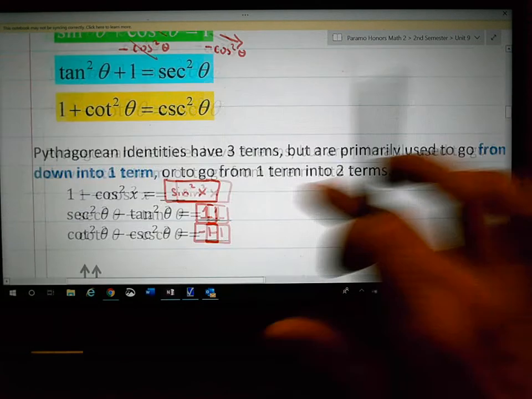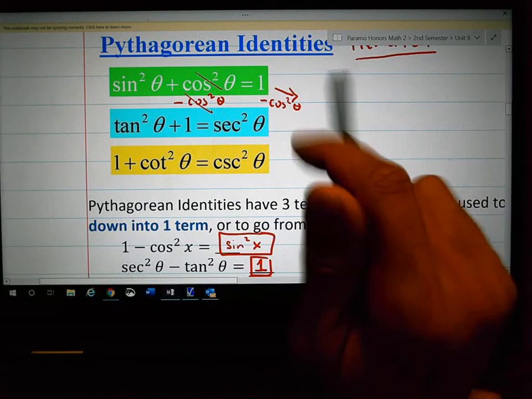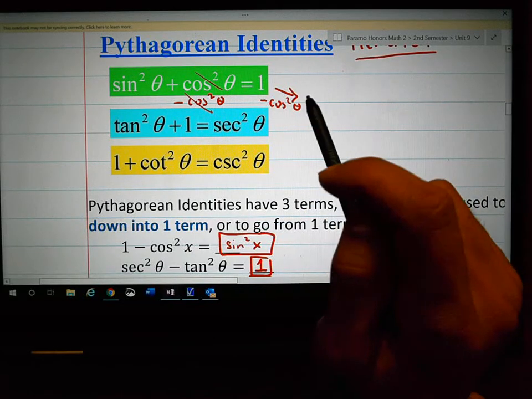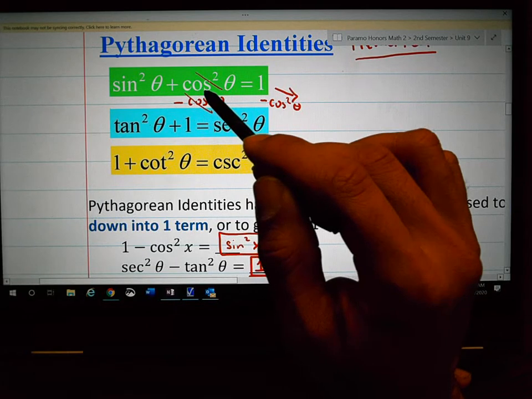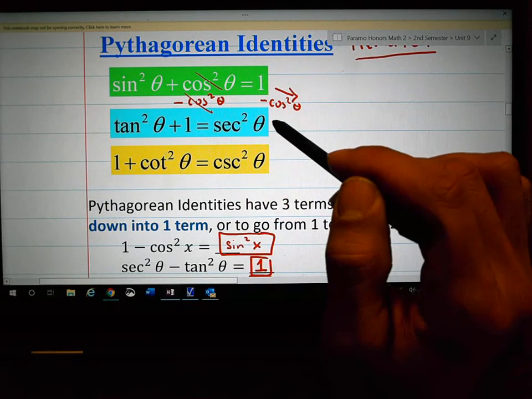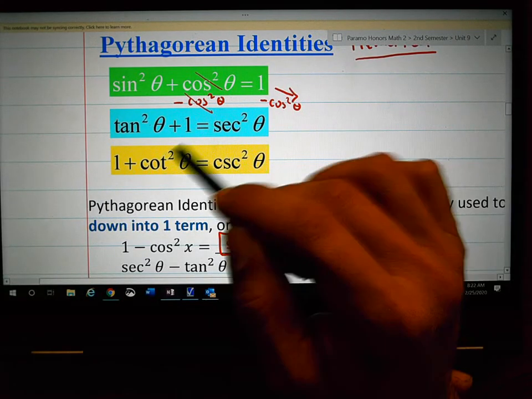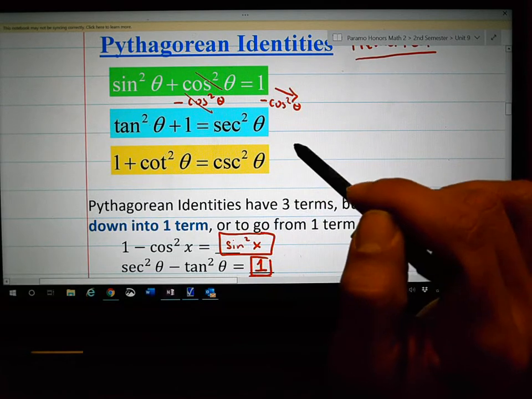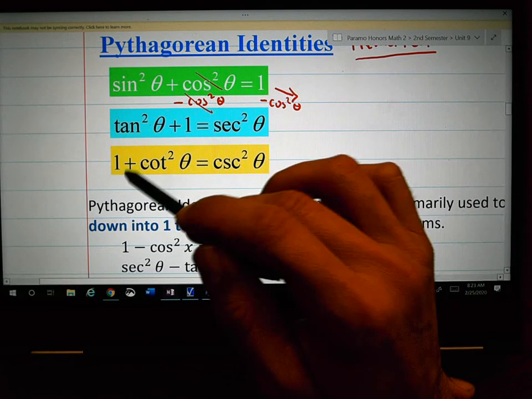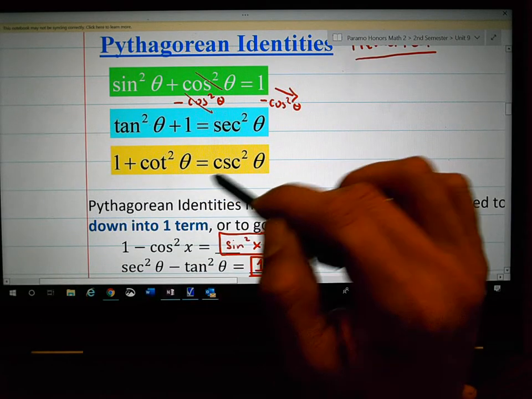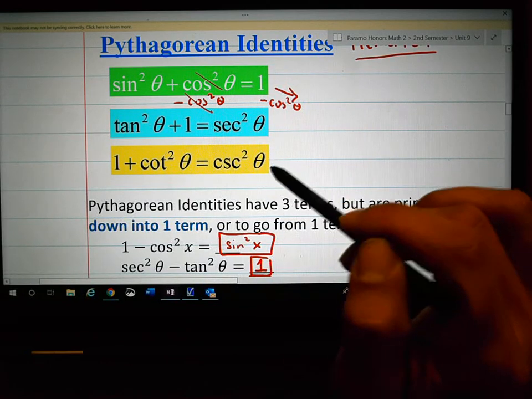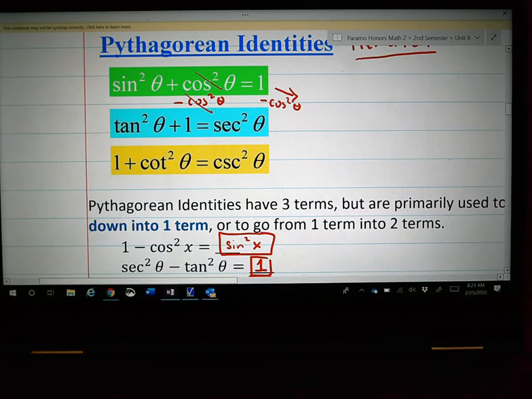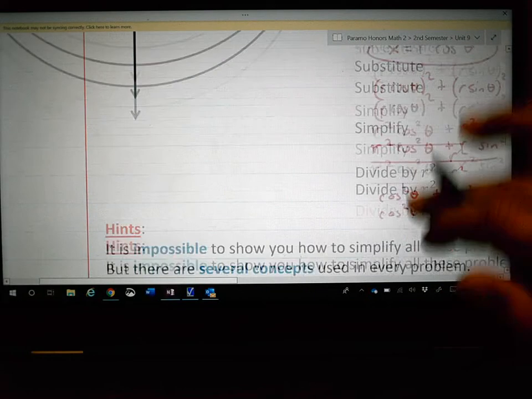Once again, it's going to be really helpful for you if you memorize the 3 formulas. The sine squared of theta plus the cosine squared of theta is equal to 1. The tangent squared plus 1 is equal to secant squared of theta. And then, of course, 1 plus cotangent squared of theta is equal to cosecant squared of theta. That will help you when you get to your test. There's nothing else allowed, so keep that in mind. All right.